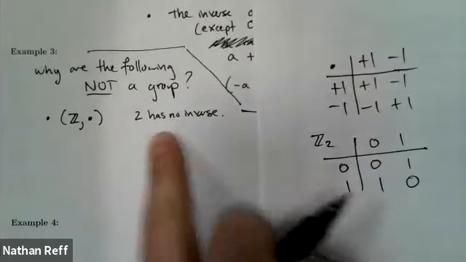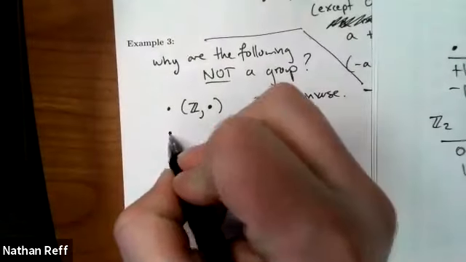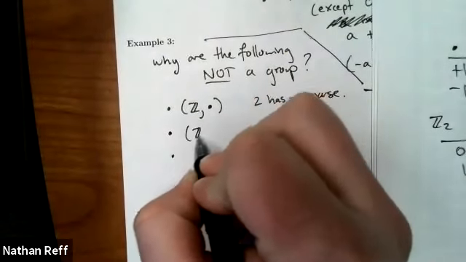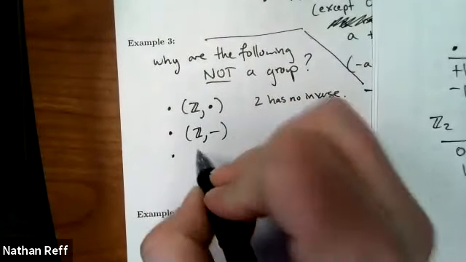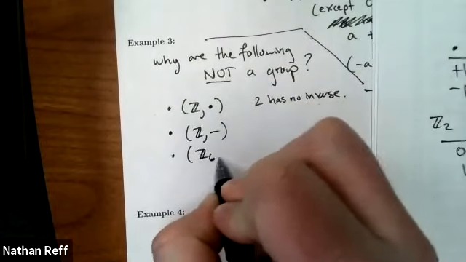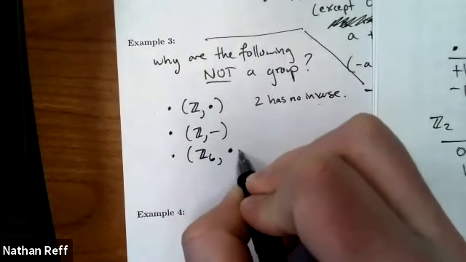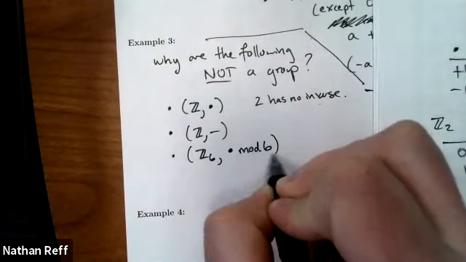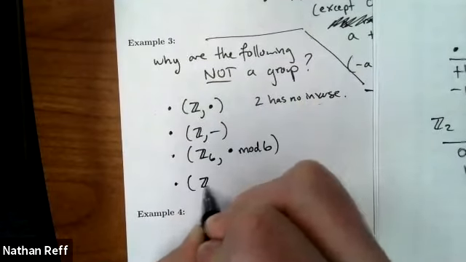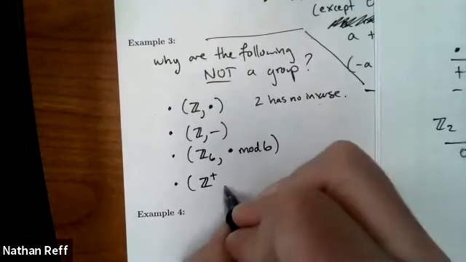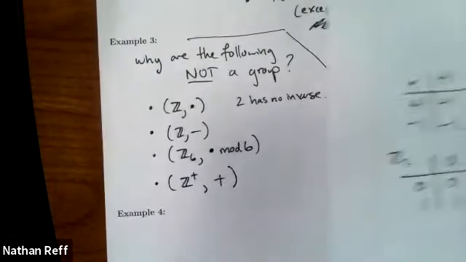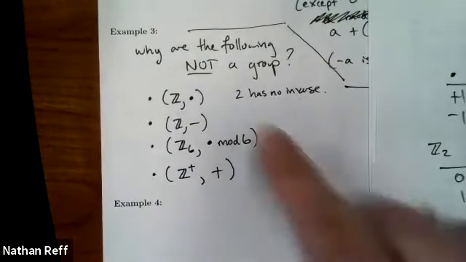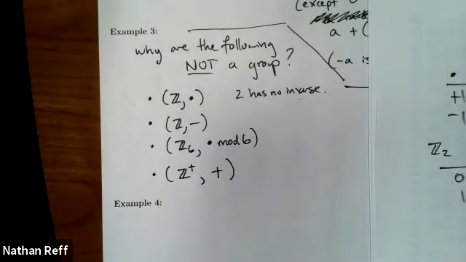I think that's a good place to stop. But I could give you the other ones to think about before next time. Let's say integers under subtraction. Let's say Z6 and the operation is multiplication modulo 6. And let's say we had positive integers under addition. All of these fail in some way, and we'll pick up from there.